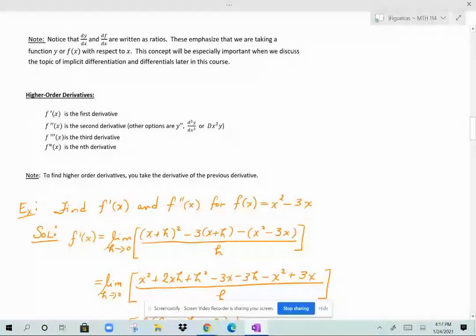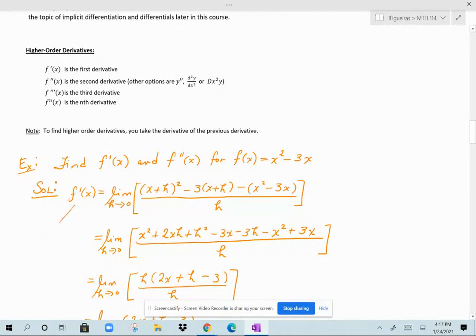Again, I'm using the definition of the derivative to find f prime first. So I have the limit as h approaches 0 of (x plus h) to the second power minus 3 times (x plus h) minus, in parentheses, x squared minus 3x, and the whole thing over h. So here you have to FOIL. Here you have to distribute the -3, and here you have to distribute a negative. That's exactly what was done on the second line, and the denominator stays the same as just h.